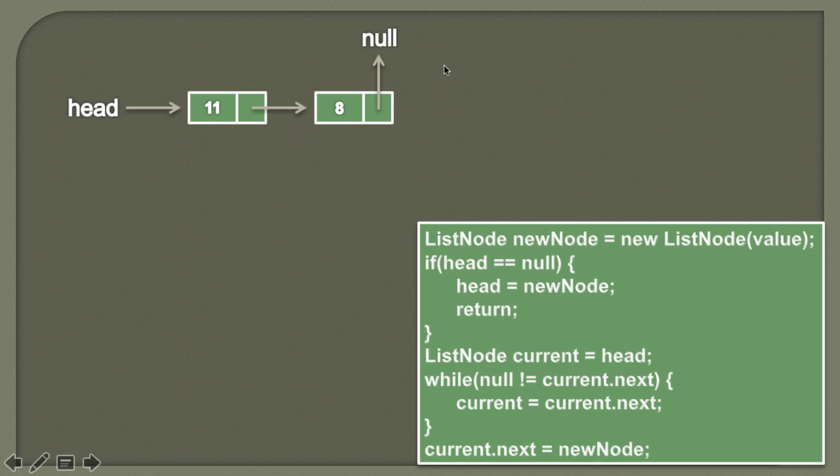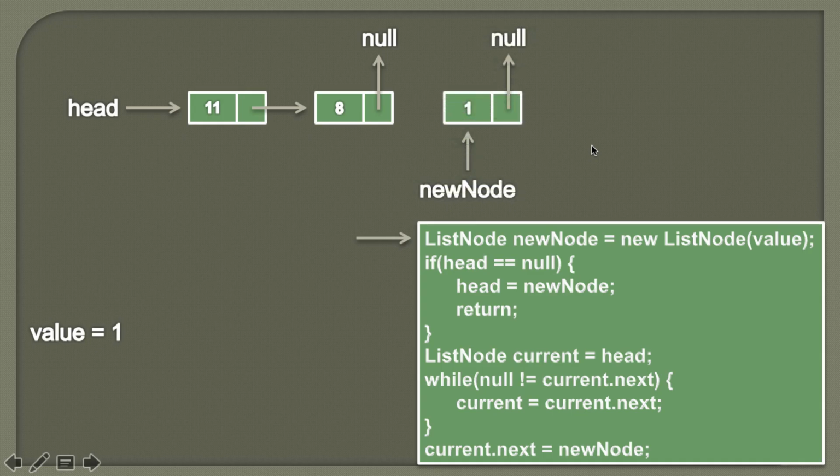Now let's suppose we want to insert one more node having value as 1. So this code will be executed again. In the first step, we'll simply create a new list node by providing in the value as 1. So it would look something like this: new node is pointing to a list node having data as 1 and whose next is pointing to null. We check whether head is equal to null or not. Here you can see head is pointing to a node having data as 11, therefore it's not equal to null.